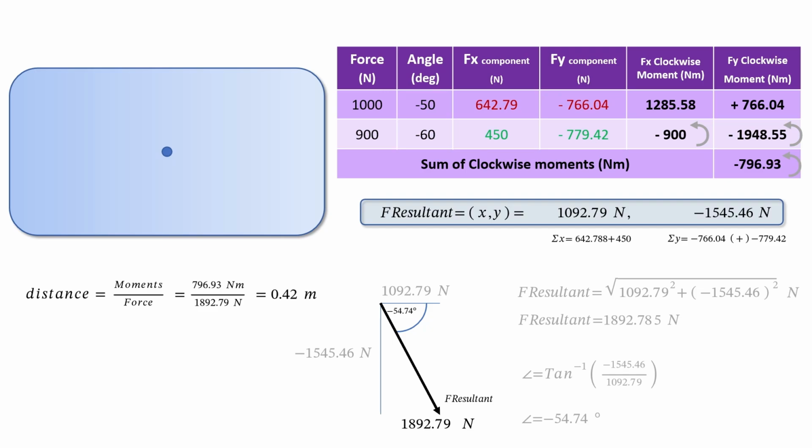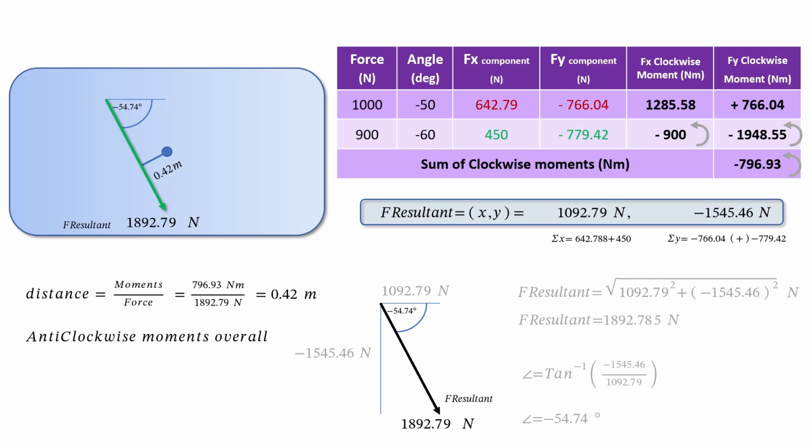And if moments equals force times distance, then we know the distance that this force acts from the center here is the sum of the moments divided by the sum of the forces. And that comes out to be 0.42 meters. But we know we have an overall anti-clockwise moment. So that tells us where we need to put this force on the diagram. There's two possibilities at this angle.